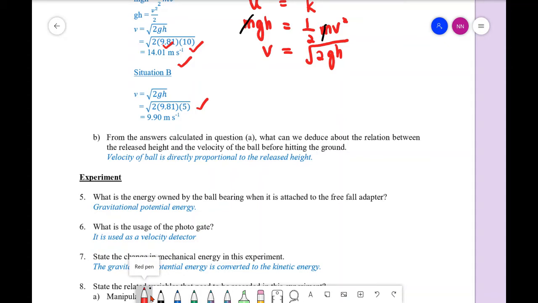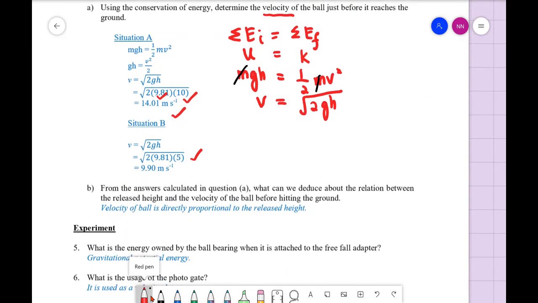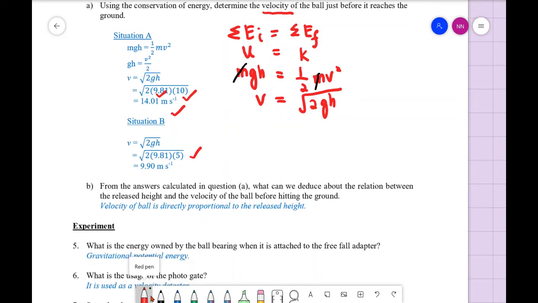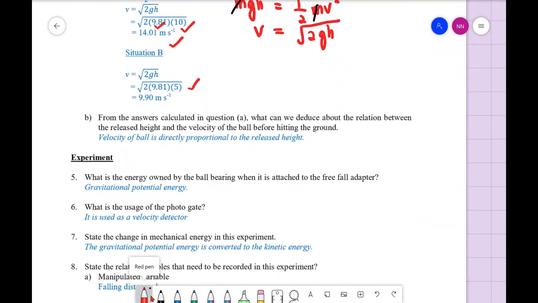Okay, B, from the answer calculated in question A, what can we deduce about the relation between the release height and the velocity of the ball before hitting the ground? Okay, velocity of ball is directly proportional to the release height. The higher the height, the greater the velocity. Situation A, h is 10 meter, velocity is 14.01 meter per second. For situation B, height 5 meter, the velocity is only 9.9 meter per second.